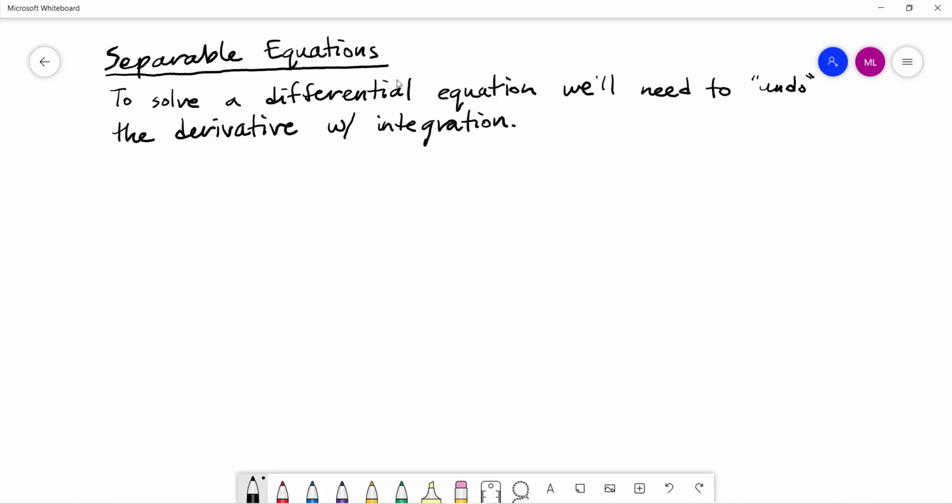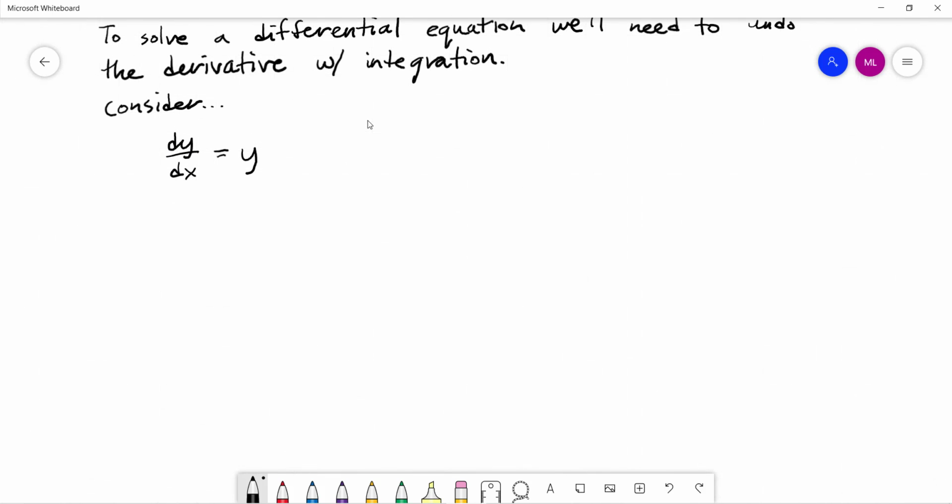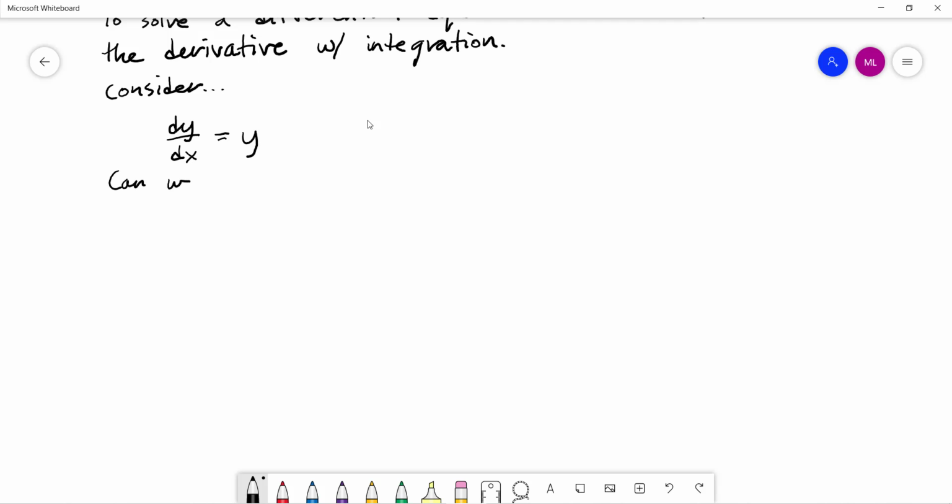So let's take a look at an example. What if we start with a relatively simple equation here? I'm just going to pick dy/dx equals y. So I've got my equation. It's a differential equation because we have the derivative, and I need to undo the derivative so that we can solve for y. So can we just integrate both sides of this with respect to x? By integrating this side, I could undo the derivative. So can we simply integrate both sides, and in this case, with respect to our independent variable, which happens to be x?